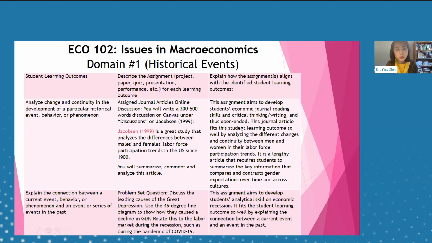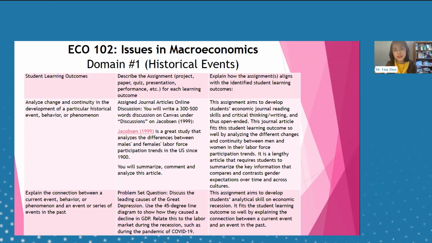So for the first student learning outcome, my assignment is to write a 300 to 500 word discussion on our course website, which is Canvas, under Discussions, on the Jacobson 1999 paper. This is a very formal academic journal article, and usually freshmen and sophomores may find reading academic journal articles very challenging, but it's very necessary to train them at this stage in order to prepare them for future challenges, because there are many more papers for them to read in upper level classes and also in other courses. So I strongly recommend this paper.